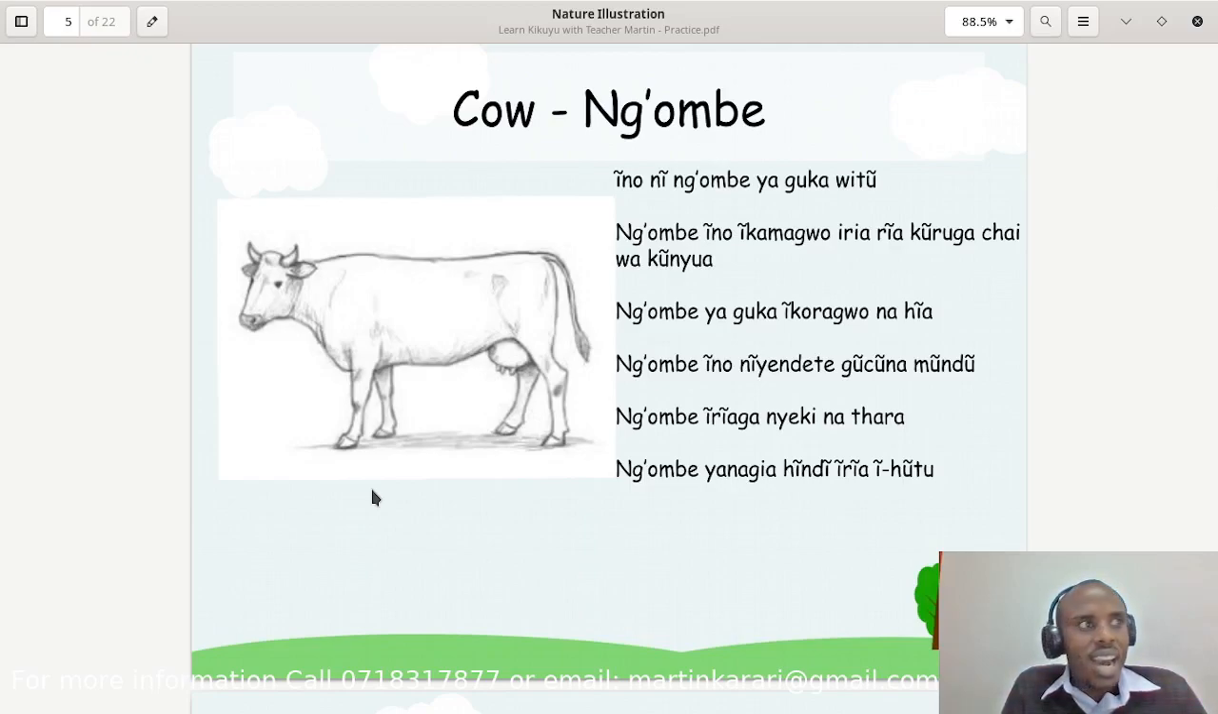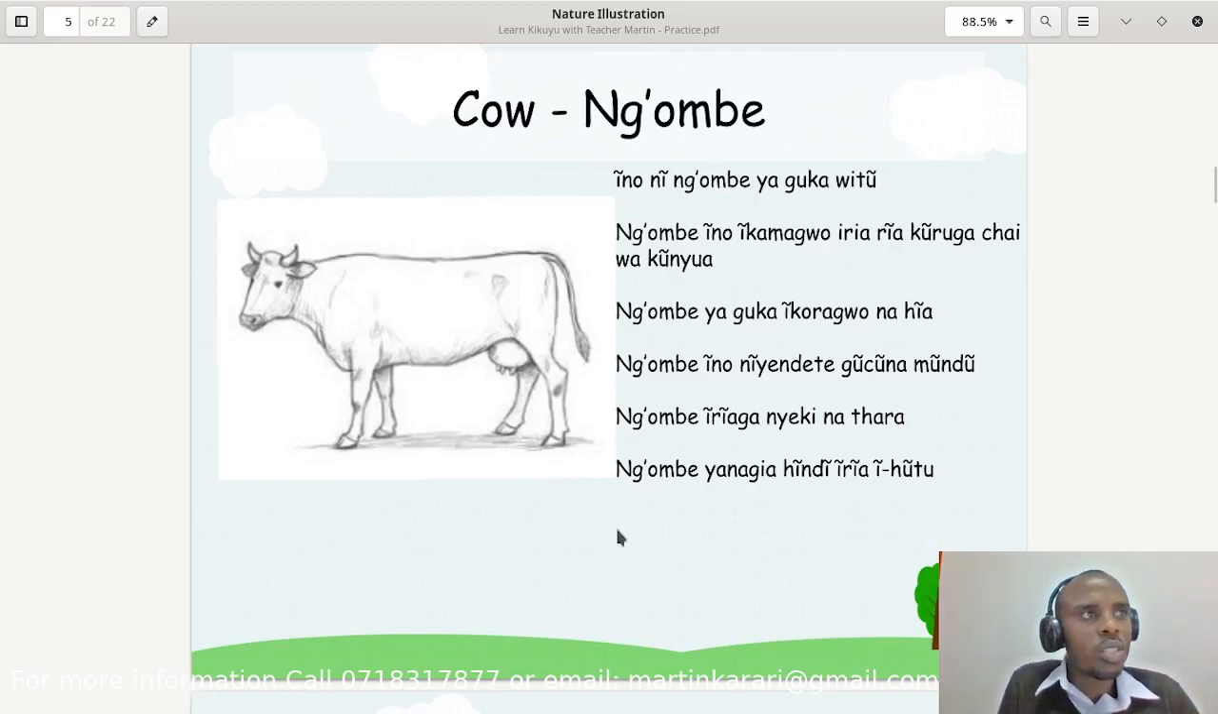Okay, now we are to the cow. Ng'ombe. I know that word is familiar to you, because in Kiswahili, cow is still called ng'ombe. Yeah, that's how Kikuyu becomes easier if you know Swahili.